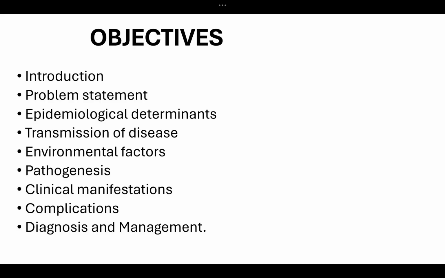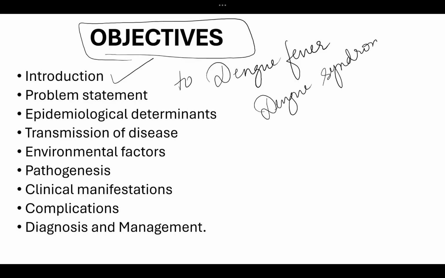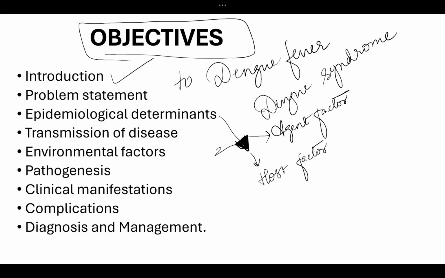The objectives of today's session will be the introduction to dengue fever, and we will also discuss the dengue syndrome, the problem statement, and the epidemiological determinants. The epidemiological determinants will include three things: the agent factor, the host factor, and third, the environmental factors.